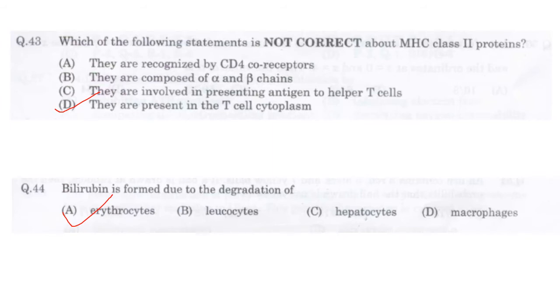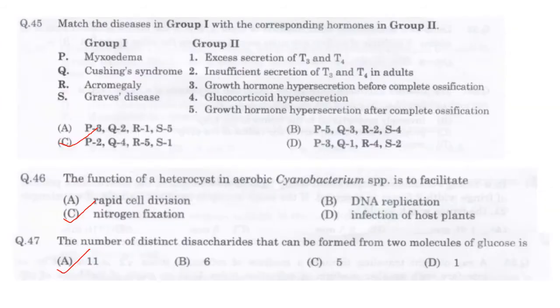Next one. Bilirubin is formed due to degradation of. And options are erythrocytes, leukocytes, hepatocytes, macrophages. Answer is option A, erythrocytes. Next one.